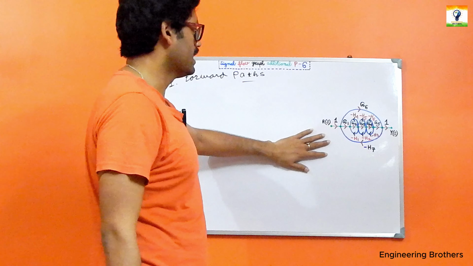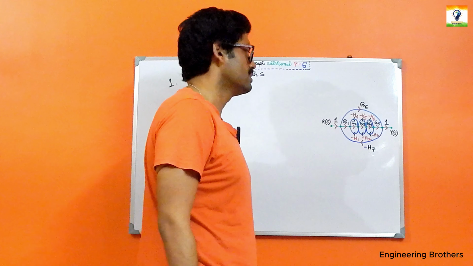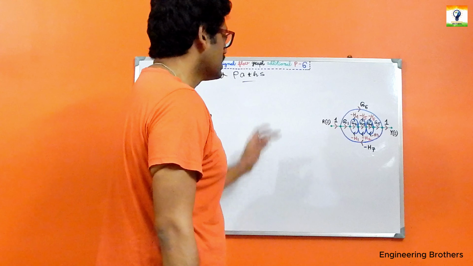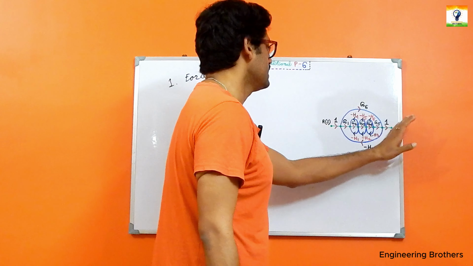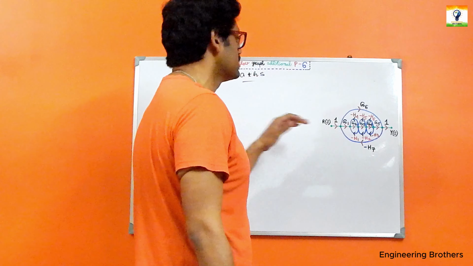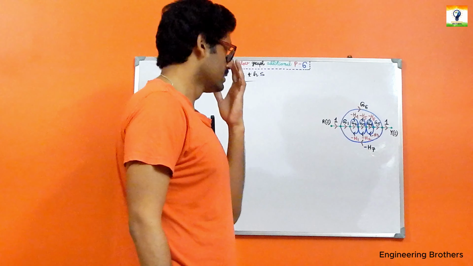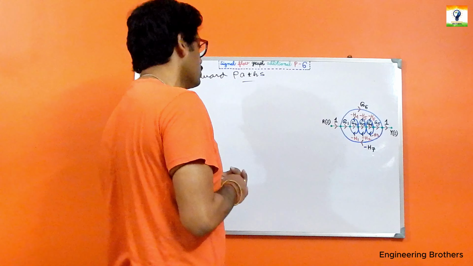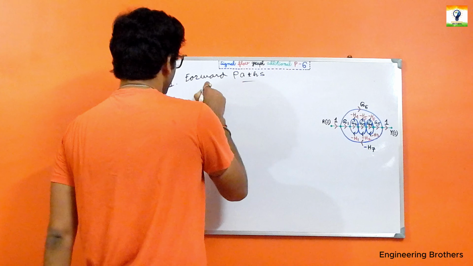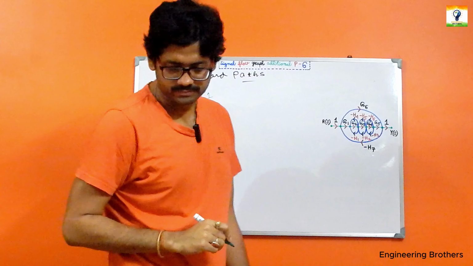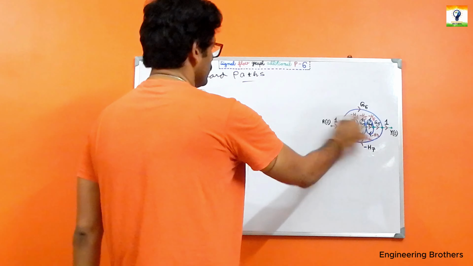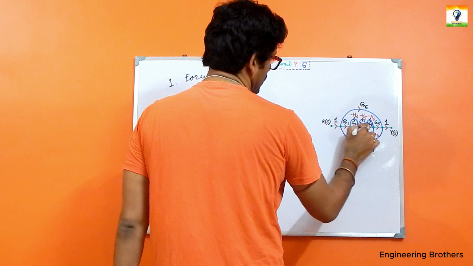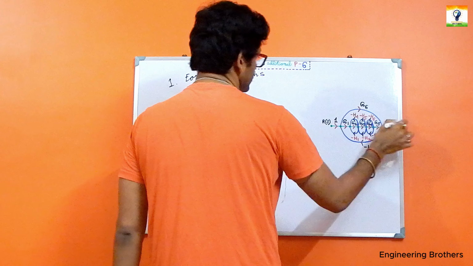I want to repeat the definition of forward path analysis once again. It starts from R(s) and ends at Y(s) without changing the direction of the signal. Clearly, I see that there are 2 forward paths present here. The first forward path is from R(s) through G1, G2, G3, G4, G5 to Y(s).